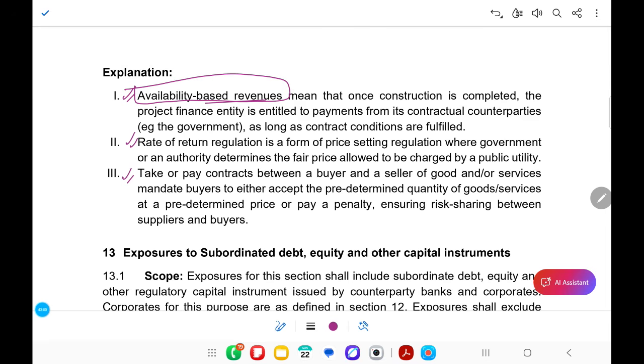So if you have made something available and it is ready for use, you will get the payment. You will earn the revenue. Right. I think it is clear. Second is rate of return regulation. What does this mean? Basically, this is a method used to control prices.